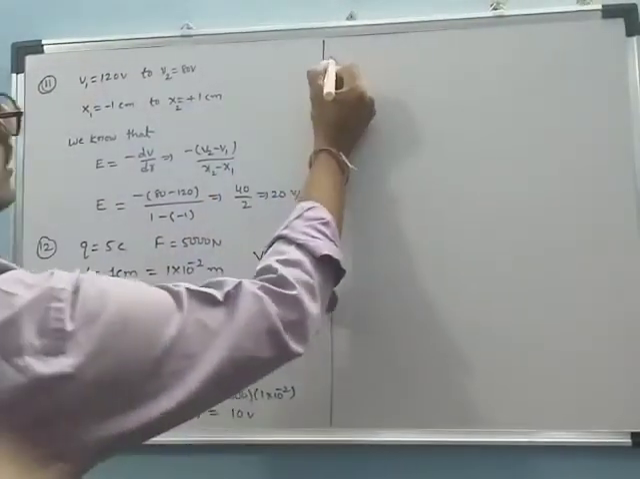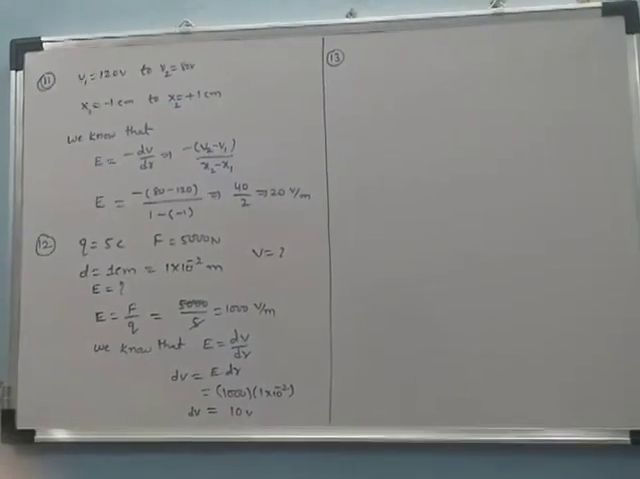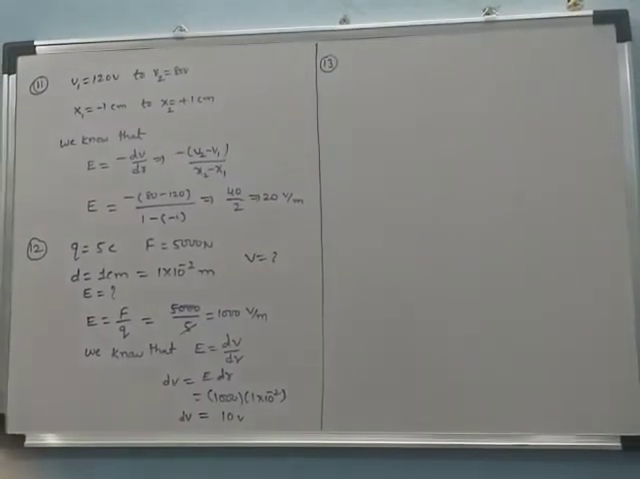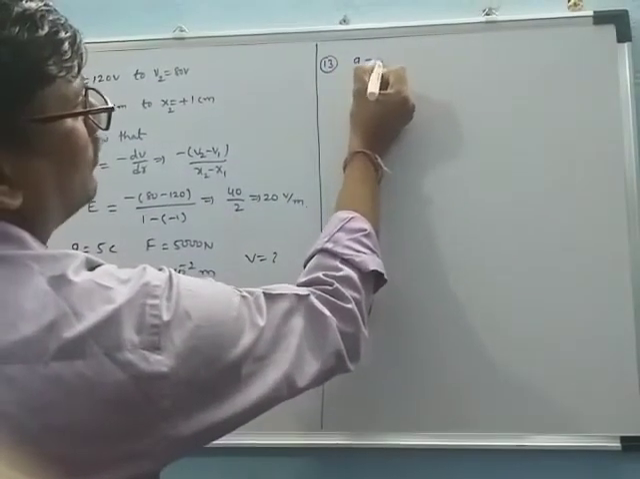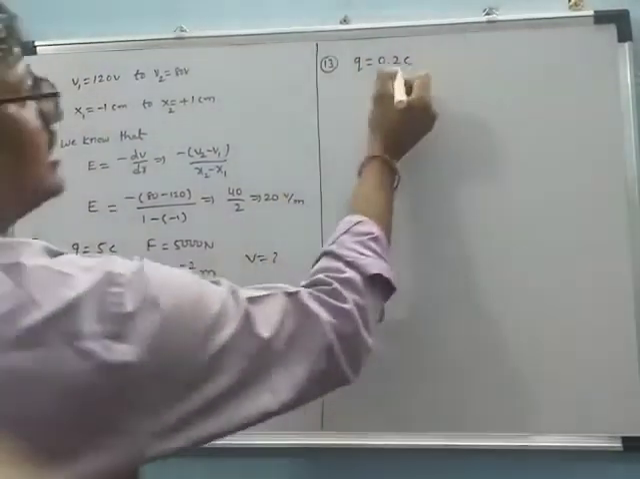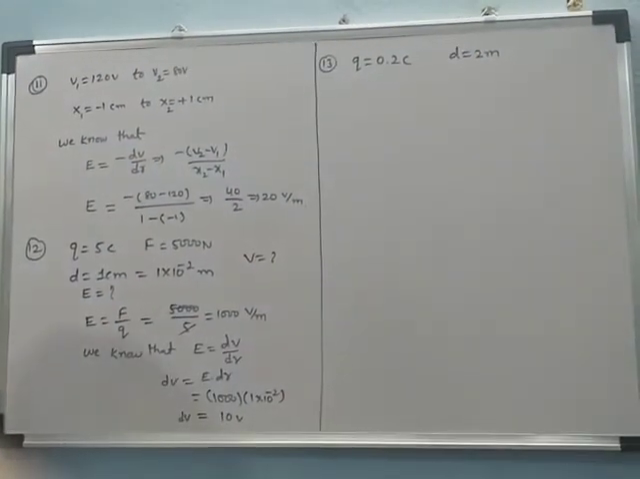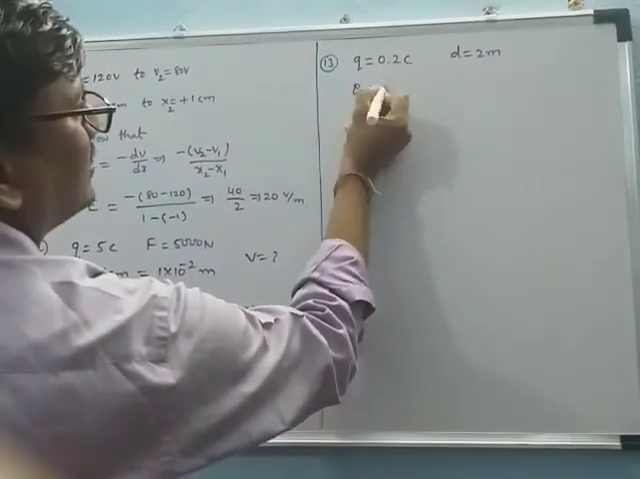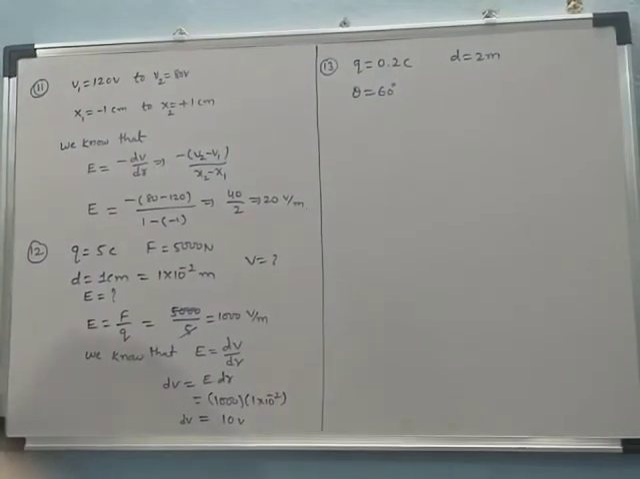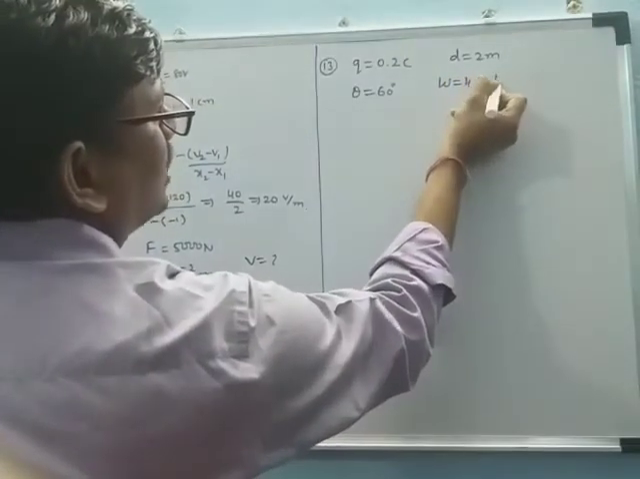Next, see question number 13. There is an electric field in the x direction. The work done on moving a charge of 0.2 coulombs through a distance d of 2 meters, along a direction making an angle theta equal to 60 degrees with the x-axis, is 4 joules.